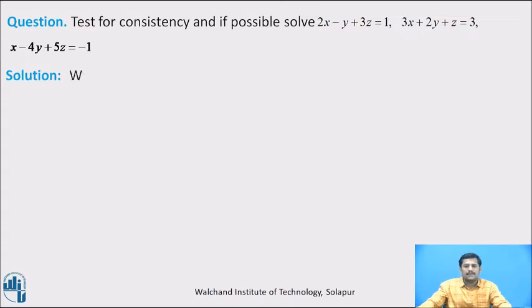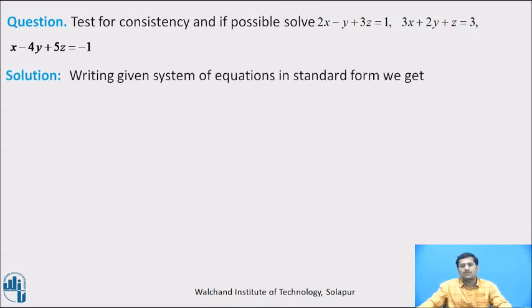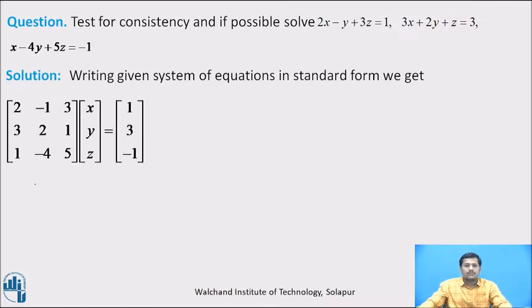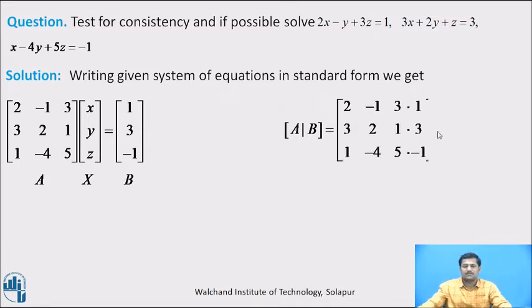First of all, we will write down the given system of equations in matrix form, like this, where this is the coefficient matrix A, this is the column matrix of unknowns X, and this is the matrix of constants B. Now, for better calculations, we will consider its augmented matrix. The augmented matrix of this system is given like this.